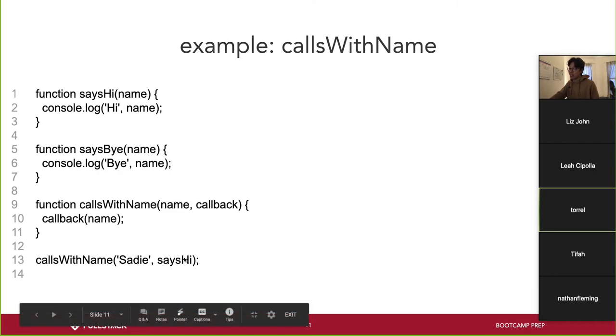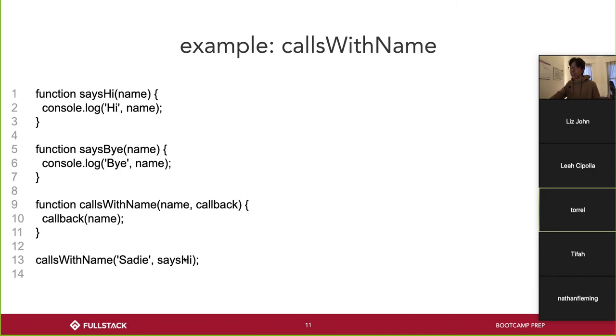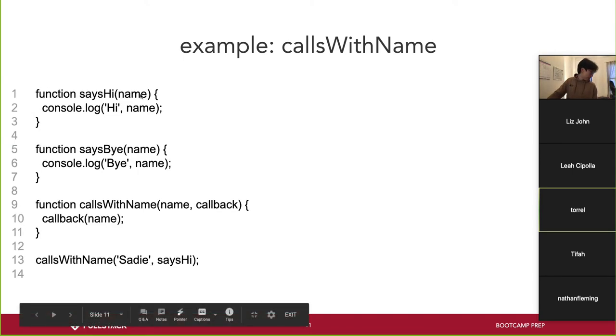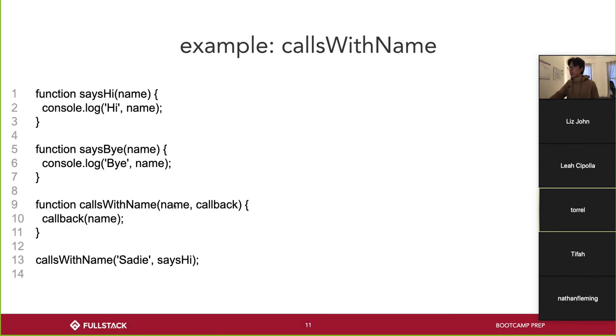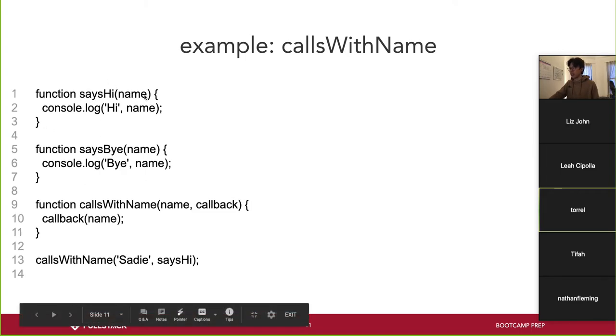Now, when we pass it into line 13, we're not calling it yet, so it's not doing anything yet. So we pass that function into calls with name. So now let's see what calls with name does. It takes in a name, which is a string, and it takes in a callback, which is a function, and it calls the callback with the first parameter. And so it's essentially going to run says hi with name passed in, with Sadie passed in.